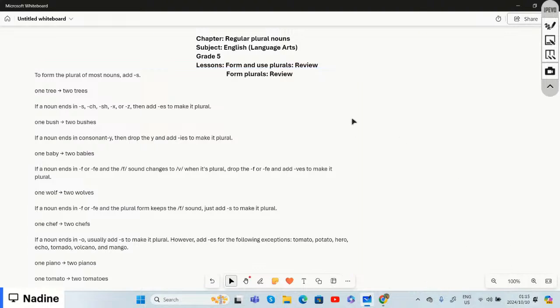All right. So remember regular plural nouns, right? We said a noun names a person, animal, place, or thing, right? That's a noun. But now if you're talking about plural nouns, we have singular and we have plural nouns. We're doing grade 5.